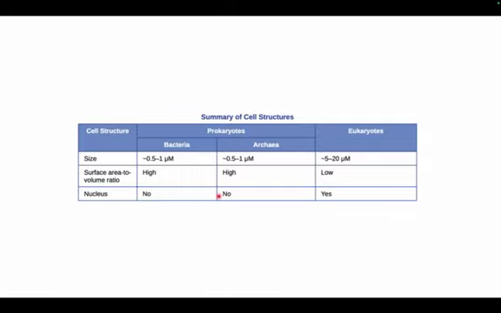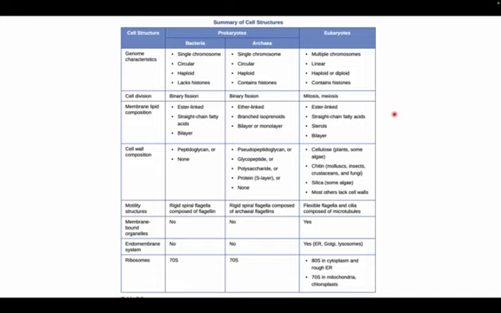Obviously, by definition, the prokaryotic cell has no nucleus. The eukaryotic cell has a nucleus. The genome of a prokaryotic cell will contain one single chromosome without histones. Archaeal cells may contain histones. This will be a single circular chromosome. Whereas, as we're familiar with eukaryotic cells such as our own cells, they will have multiple chromosomes with histone proteins. Cell division in the case of prokaryotes will take place by binary fission.